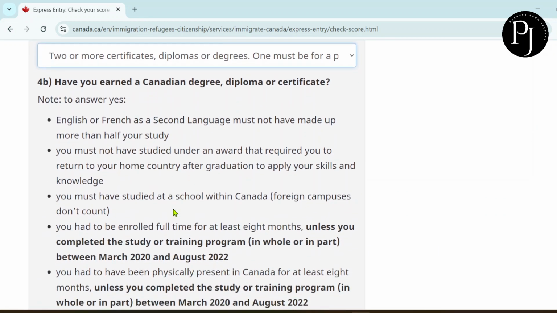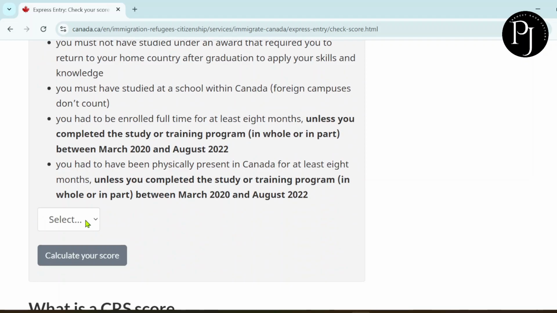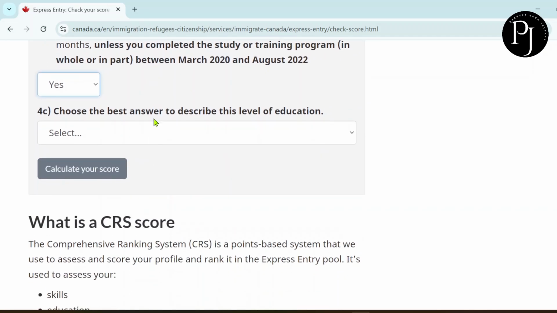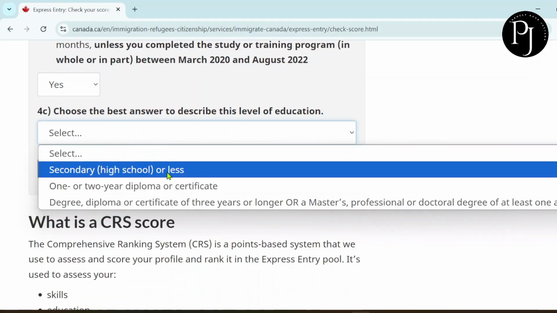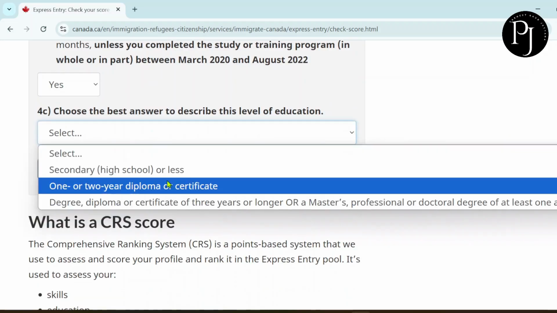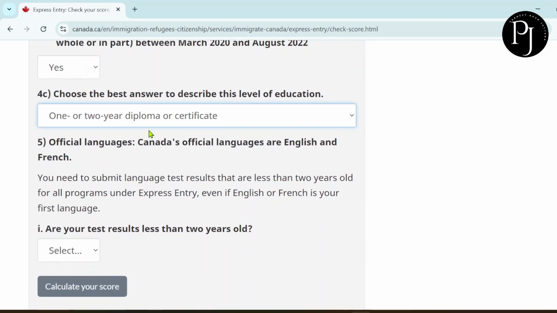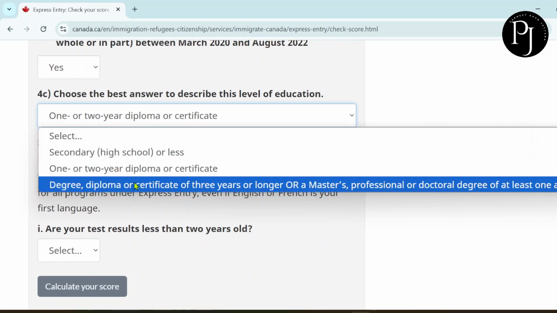Another question is, have you earned a Canadian degree, diploma, or certificate? Yes, I do have one. Choose the best answer to describe this level of education. I have done a 2 year diploma in Canada, so I will be selecting 2 years diploma. If you have done a degree in Canada, then select degree.